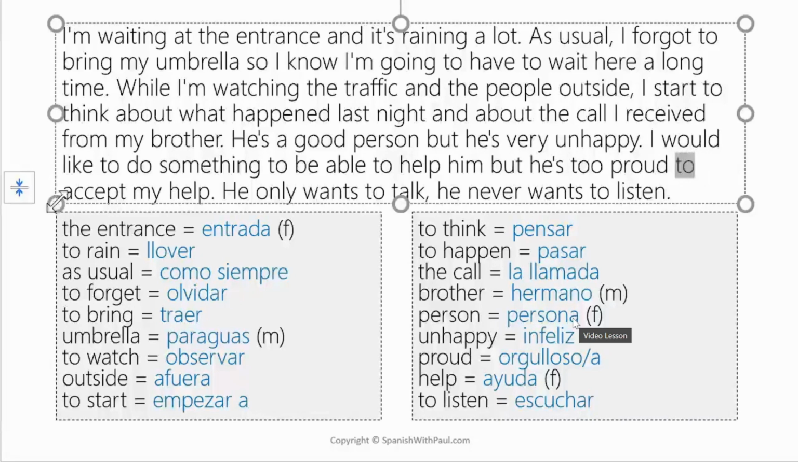To accept, I didn't put it in because it's easy, aceptar, and help as a noun would be la ayuda. Finally, we need the verb to listen, which is escuchar.